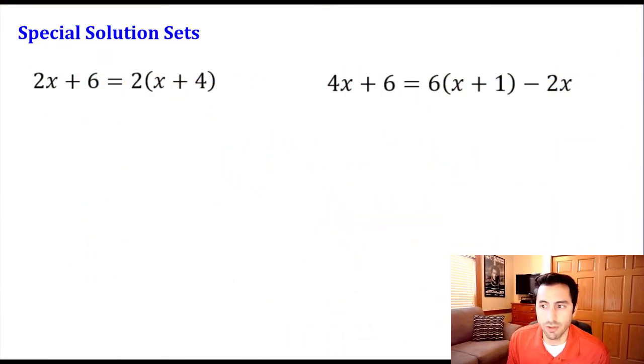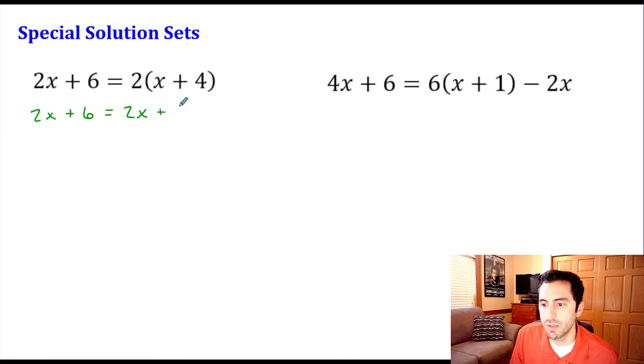I'd like to illustrate those with a couple examples. So let's go through these and then we'll talk about the solutions when we get there. So the first one, I have 2x plus 6 is equal to 2 times x plus 4. So let's start off by solving this, or we'll try to solve it the normal way. So we'll simplify both sides. So 2x plus 6, and then on the right side we'll distribute the 2. So 2x, and then 4 times 2, we get 8.